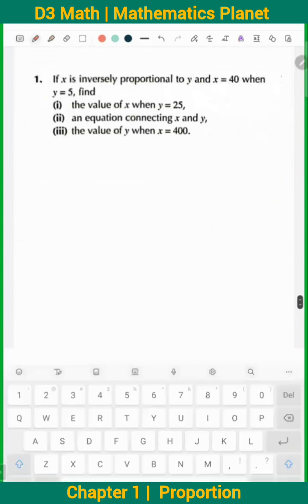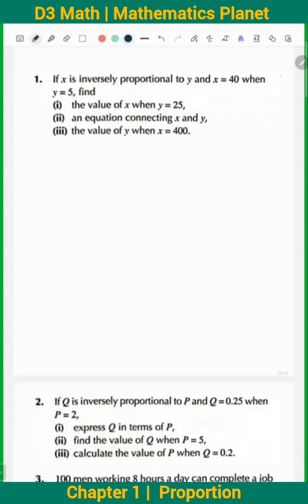Okay, so the methodology, we are going to follow the same methodology. If x is inversely proportional to y, we are going to translate this expression mathematically. For directly proportional what did we write? x is directly proportional to y. For inversely proportional we will write 1 over y. All okay? So x is equal to k by y. Clear till here for everyone?